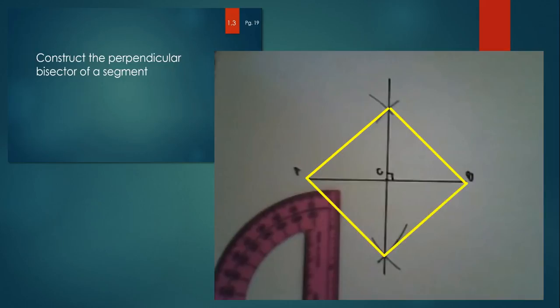So there's the implied rhombus, and you can see that the diagonals of that rhombus are the line segment we started with and the line segment that we drew through the intersections of the arcs. So we have the diagonals of the rhombus intersecting each other at right angles, and we have the diagonals of the rhombus bisecting each other, so they bisect the line segment AB in this case.